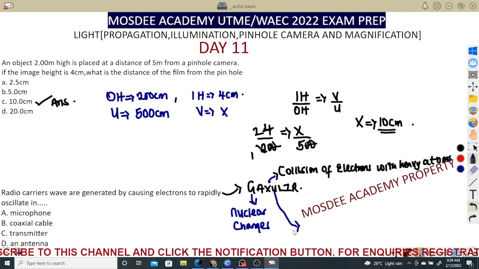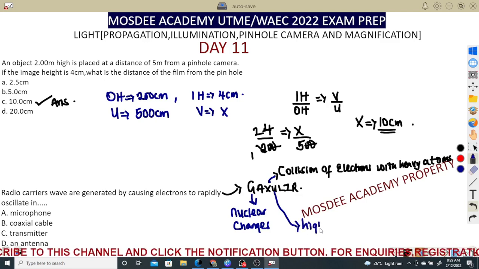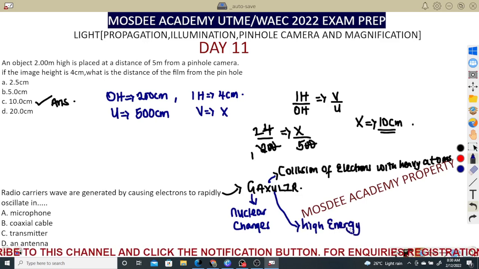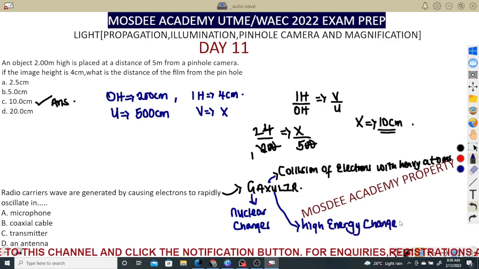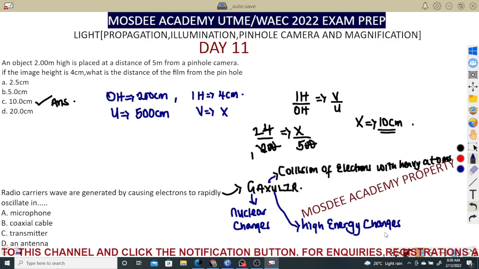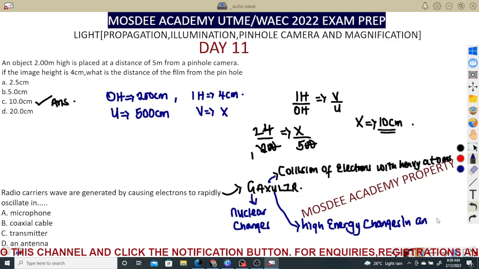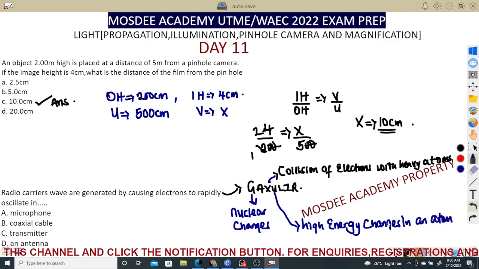Ultraviolet rays are generated due to high energy. Please keep this in mind, because a lot of questions, the way you will see it in your JAMB past questions, are traditional this way. They are generated by high energy changes inside an atom. Please always keep in mind: energy changes of an electron in an atom.